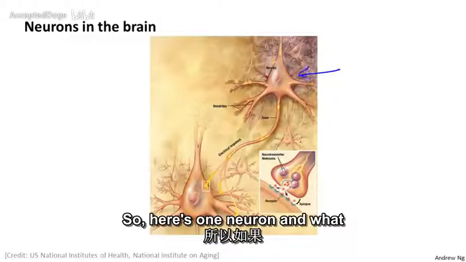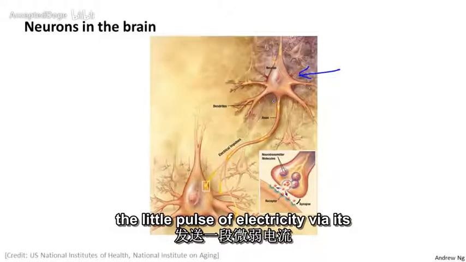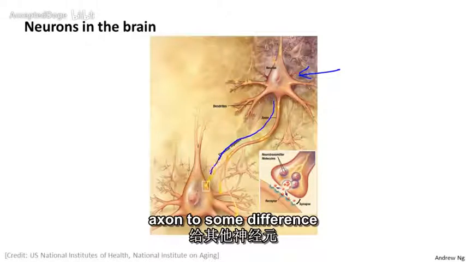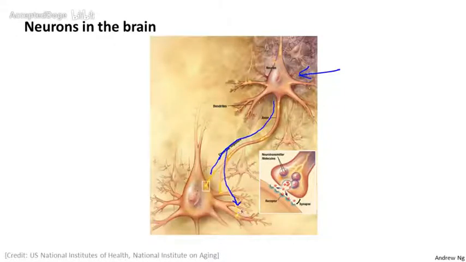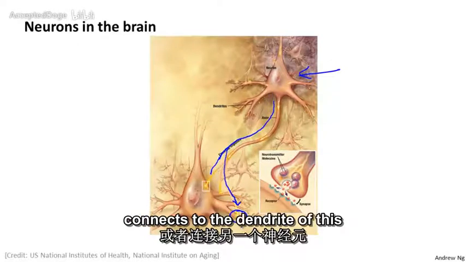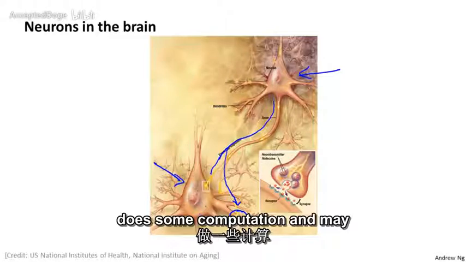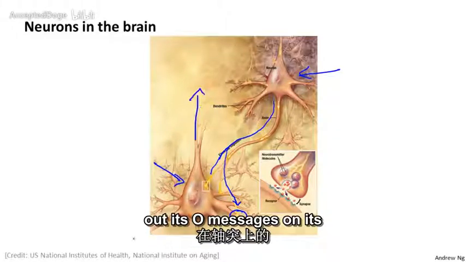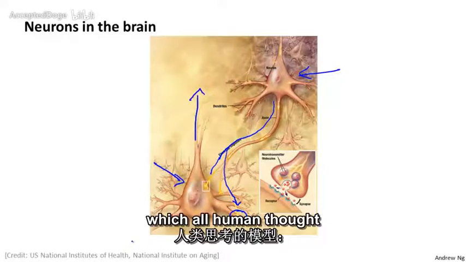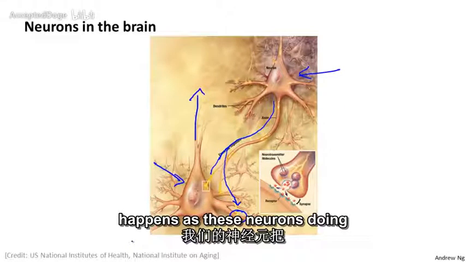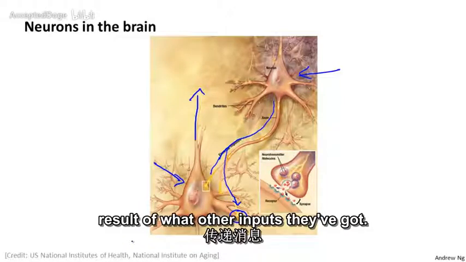So here's one neuron, and if it wants to send a message, it sends a little pulse of electricity via its axon to some different neuron. And here, this axon, that is this output wire, connects to the dendrite of this second neuron over here, which then accepts this incoming message, does some computation, and may in turn decide to send out its own messages on its axon to other neurons. And this is the process by which all human thought happens, is these neurons doing computations and passing messages to other neurons as a result of what other inputs they got.